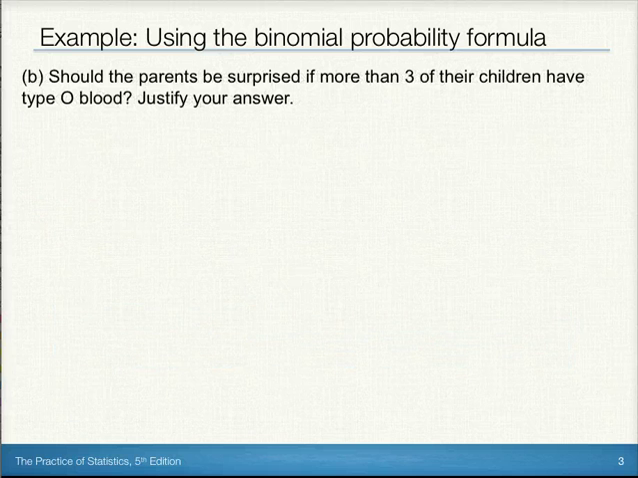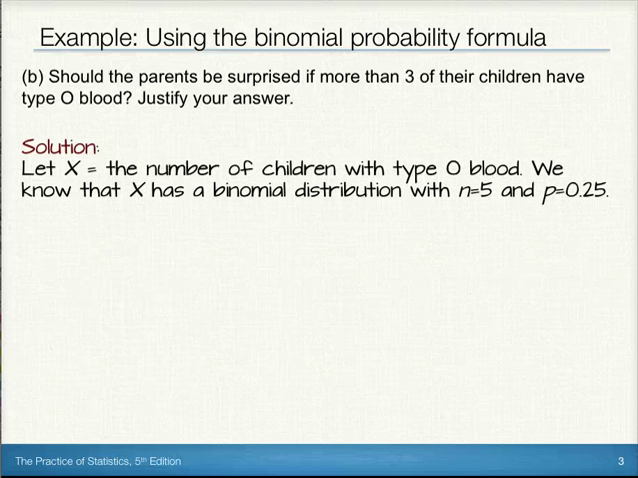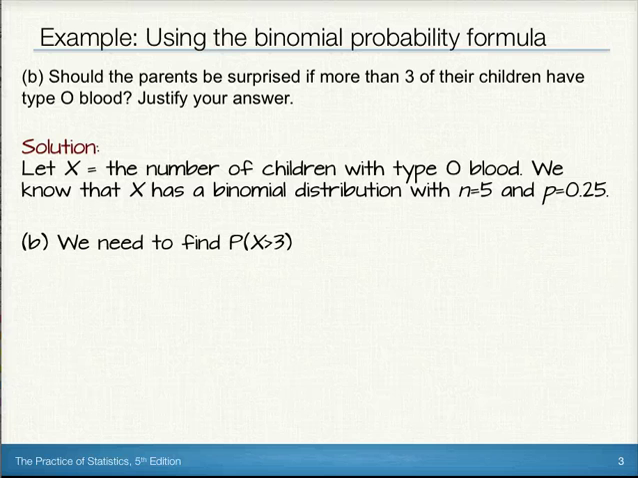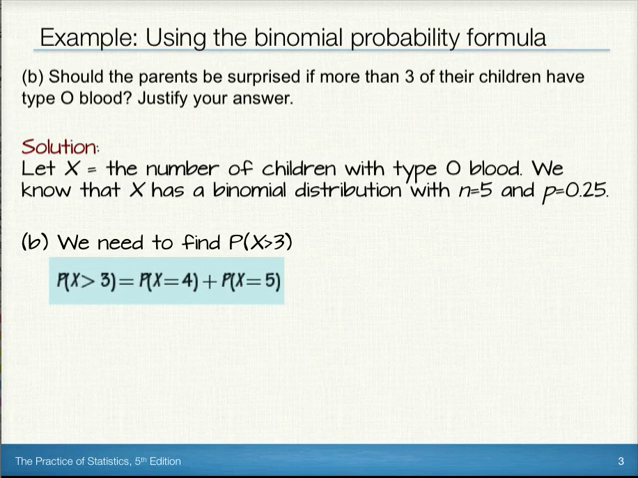Now, should the parents be surprised if more than 3 of their children have type O blood? Well, if we let x equal the number of children with type O blood, we again note that it is a binomial distribution. We want to find the probability that x is greater than 3. We find this by adding the probability x equals 4 to the probability x equals 5. We could also do the probability of x being 0, 1, 2, and 3. We could add all those up and then take it away from 1, but this will be less work this way.